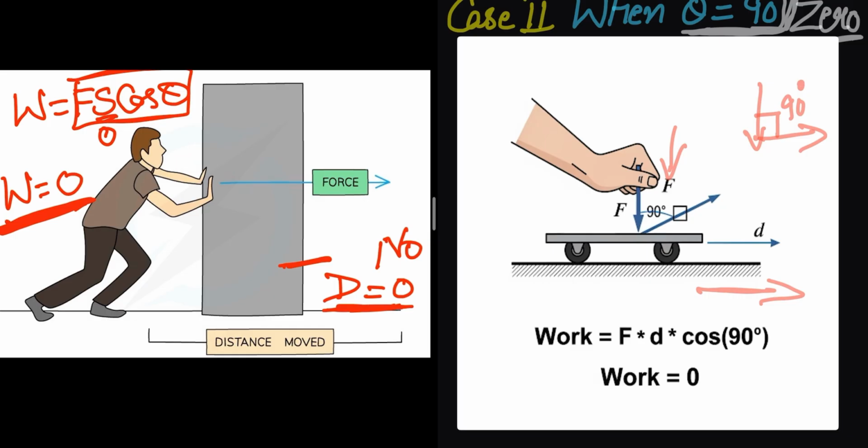Now students, please keep in mind that cos 90 is 0. If this factor becomes 0, then 0 multiplied by the other two is also 0. So work done will be 0. I hope it is clear that when the angle between force and displacement is 90 degrees, then the work done will be 0. So there are two cases when the work done will be 0: either the displacement is 0, or the angle between the force and displacement is 90 degrees. In that case also the work done will be 0. So that is the second type of work done, students.